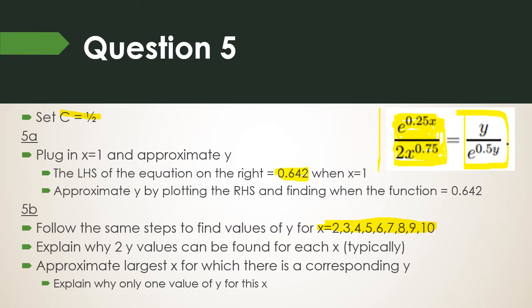And you'll be able to explain this once you see what the plot of this function over here is. Once you see what the plot looks like, it'll make more sense why there are typically two different y values which satisfy the equation for any given x.